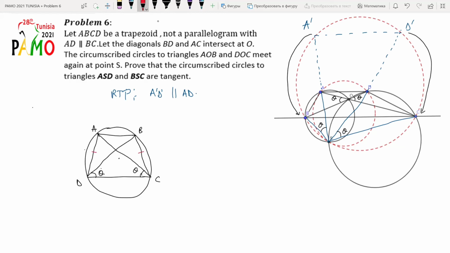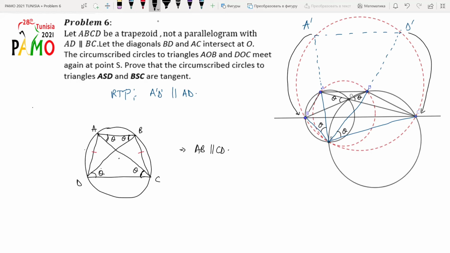Now, if these two chords are equal, we can get something interesting. So let's do a little bit of angle tracing. These two chords are equal, so this angle is equal to this angle, and from here we get that this angle is equal to theta, because it's a cyclic quadrilateral, and this angle is also equal to theta. So this is actually a Z angle, which implies that AB is parallel to CD.